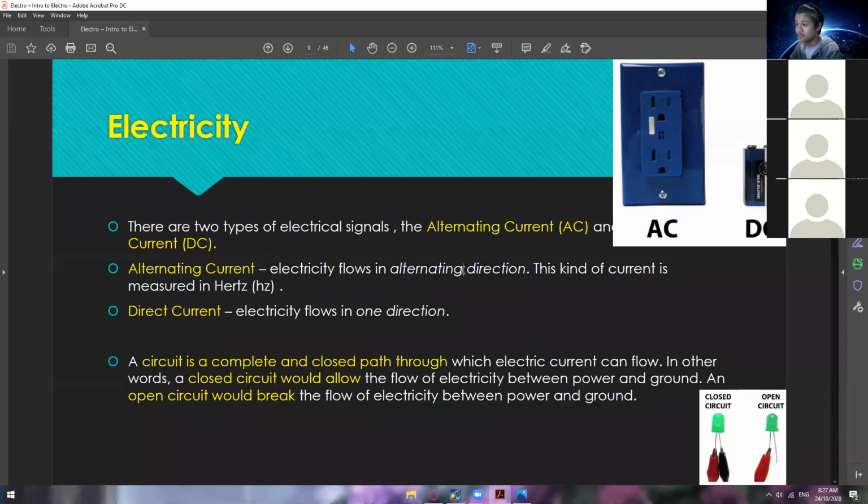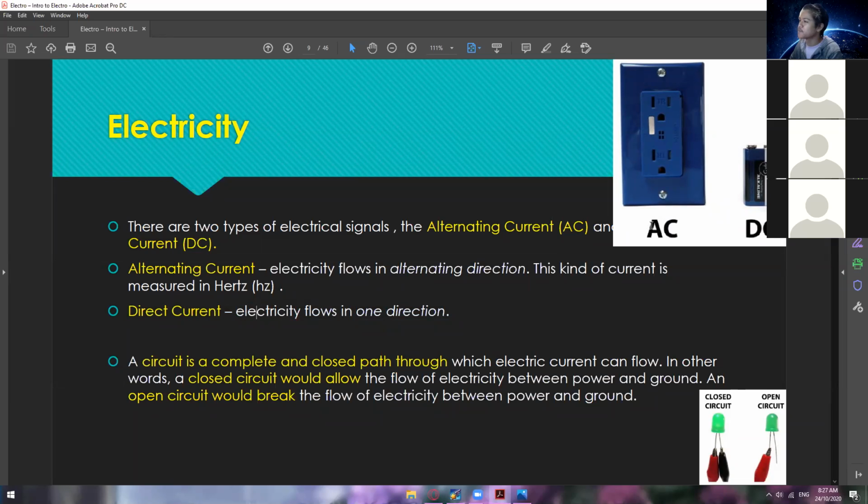Okay, so very straightforward, very obvious. This kind of current is measured in hertz. Direct current is very simple: it only flows in one direction. I hope you already get the idea of those kinds of currents.